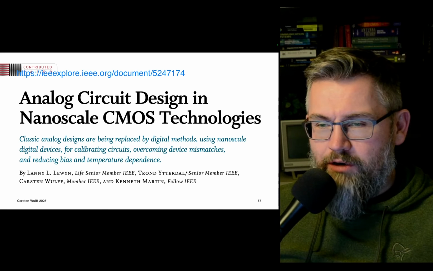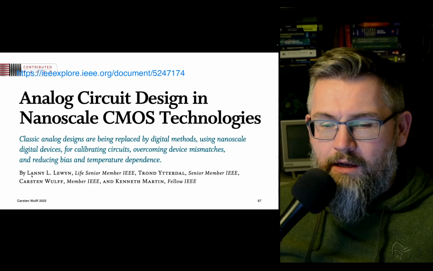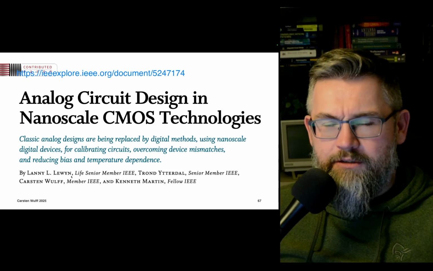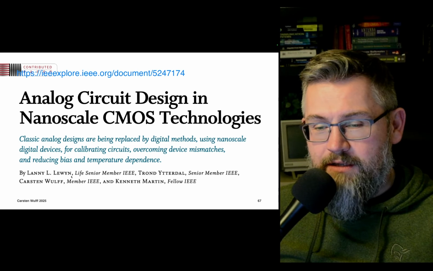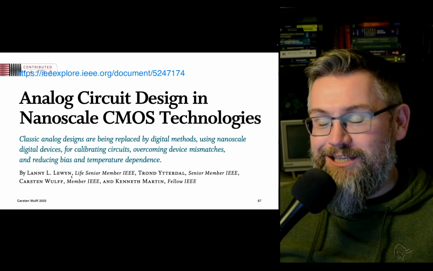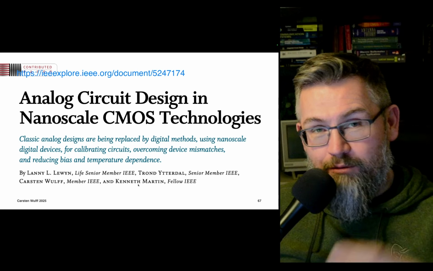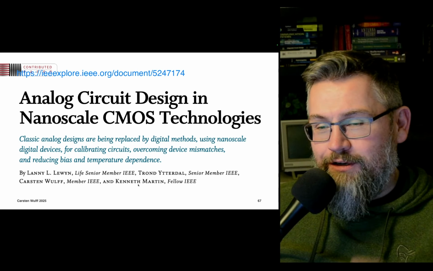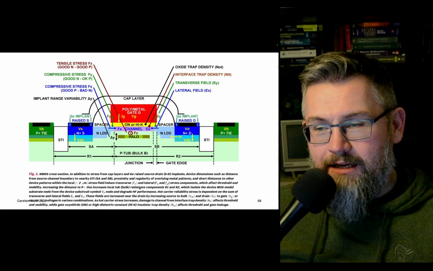I had the opportunity to write a paper. I only wrote a small section, and my section was not that important, but Lanny is an analog designer. He's been a consultant now for many years, and he's an ADC designer. He's one of the guys that made the ADC in Hubble, and he knows his stuff. So he wrote together with Tron and me and Ken Martin, the guy that wrote the book. We wrote a paper on analog and integrated circuit design in nanoscale CMOS technologies, and in that paper there's this nice picture of a transistor.